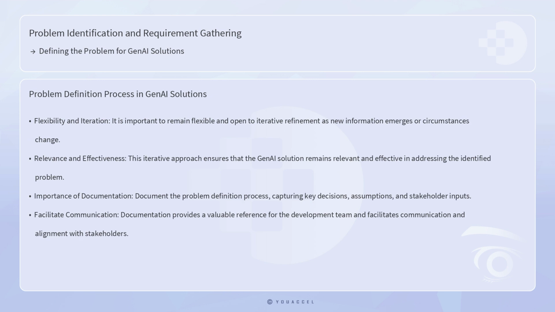Throughout the problem definition process, it is important to remain flexible and open to iterative refinement. As new information emerges or circumstances change, the problem definition may need to be adjusted. This iterative approach ensures that the GenAI solution remains relevant and effective in addressing the identified problem. It is also essential to document the problem definition process, capturing key decisions, assumptions, and stakeholder inputs. Documentation provides a valuable reference for the development team and facilitates communication and alignment with stakeholders.